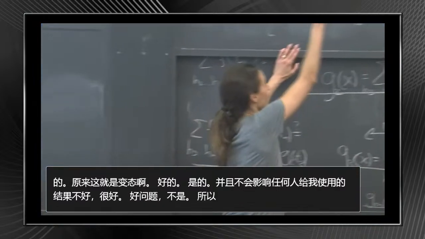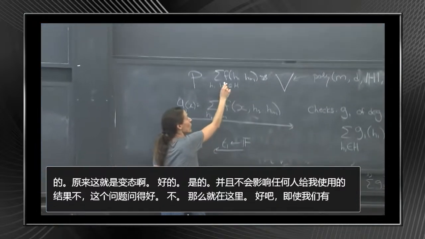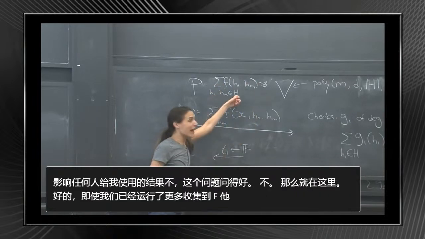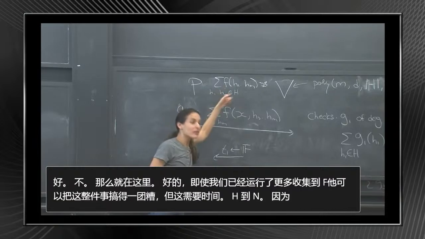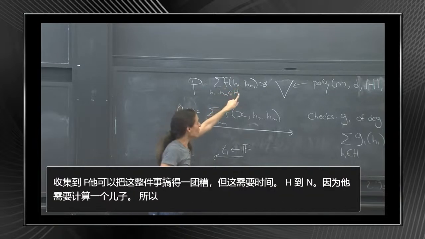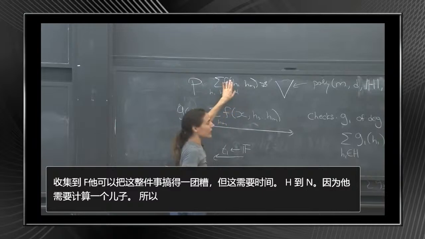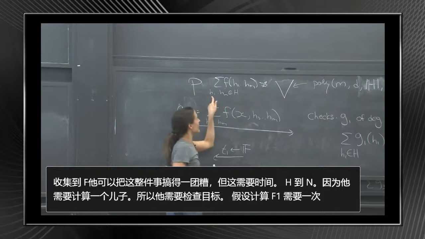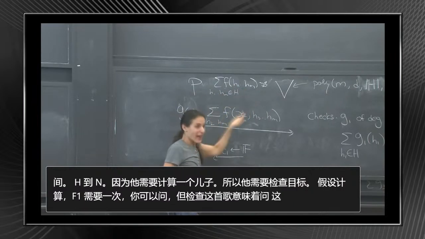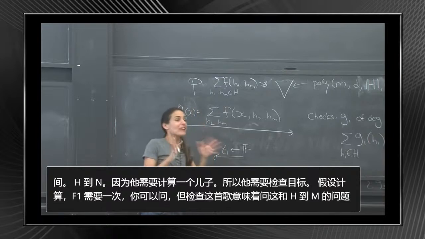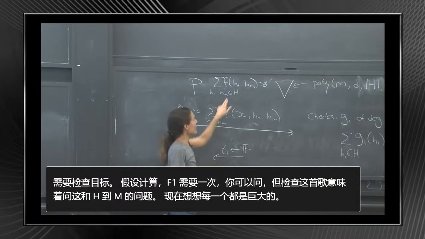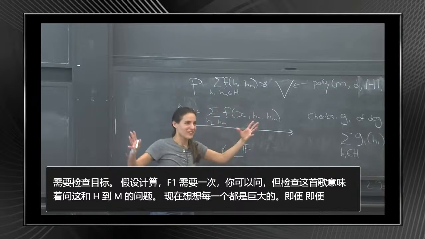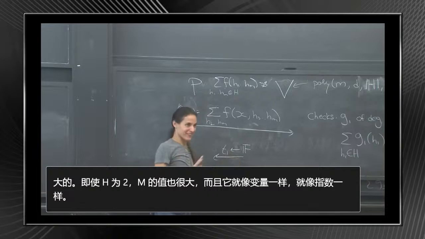No. So you're okay. Even if V has random Oracle access to f, he can compute this entire thing, but it will take him time h to the m, because he needs to compute a sum. So let's say computing f once takes him one time unit. But to check the sum, he needs to ask h to the m questions. Now think of h to the m as huge. Even if h is 2, think of m as being big. m is like n variables, so it's exponential. That's it. Great question.